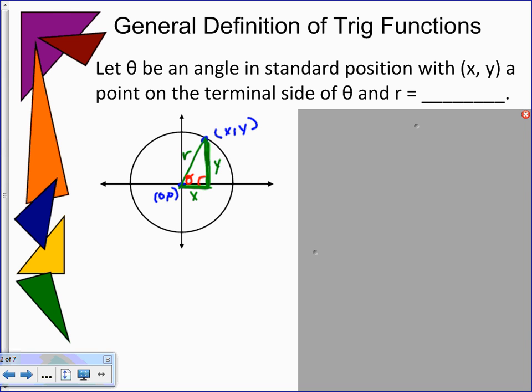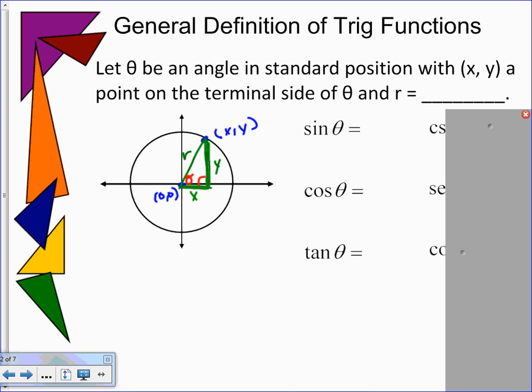Can you find the 6 trig ratios of that triangle? Sine, cosine, tangent, and then cosecant, secant, cotangent, as I have it labeled. Would you be okay with that? What's sine? Y over R. What's cosine? X over R. And what's tangent? Y over X.